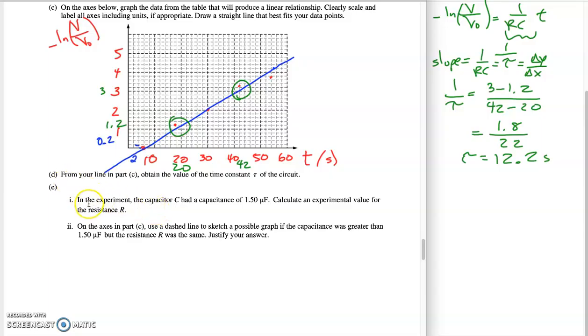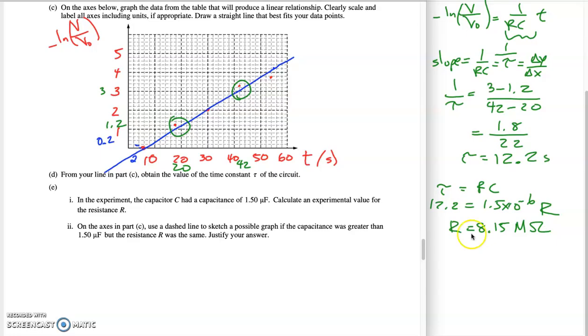E part 1. Now they say, oh, by the way, let's tell you what the capacitance is. You tell me the resistor. Well, tau equals RC. So 12.2 equals 1.5 times 10 to the minus 6 R. So take that divided by 1.5 micro, which gets us 8.15 million, or mega ohms. When I did this by hand on my paper, I got pretty close to the same thing. I got 8.33. So they're looking for something in the neighborhood of 8 million. That's E part 1.